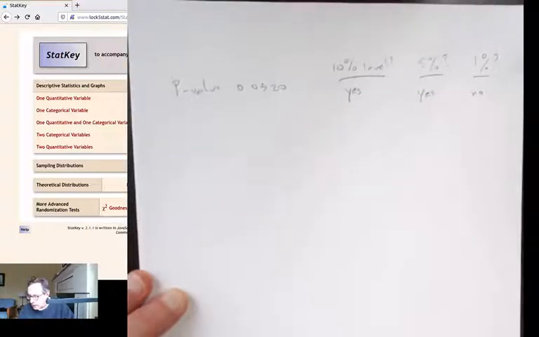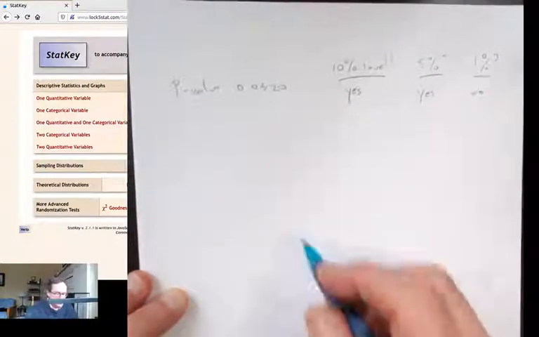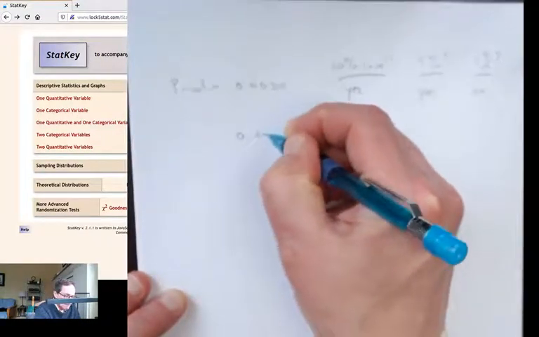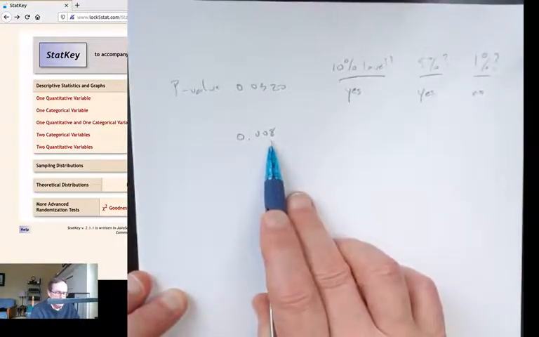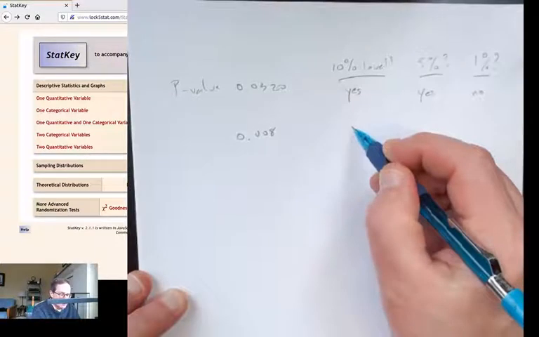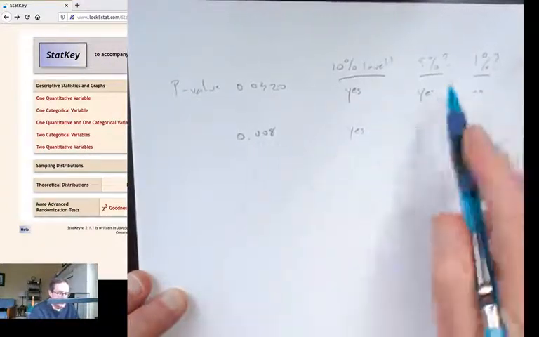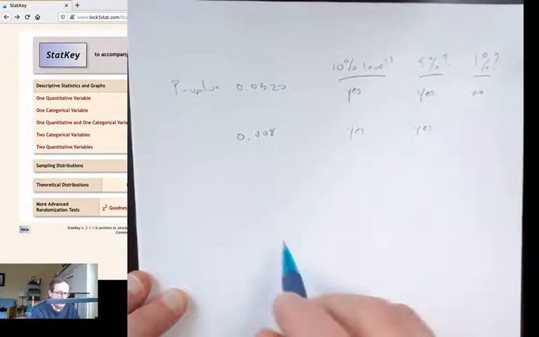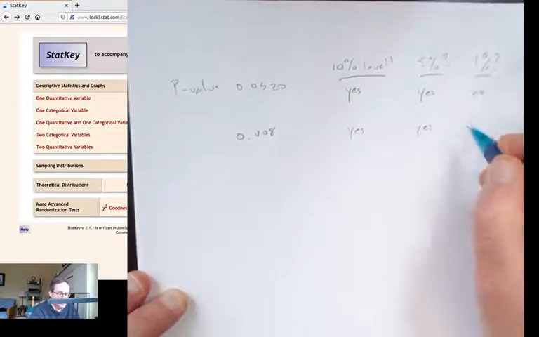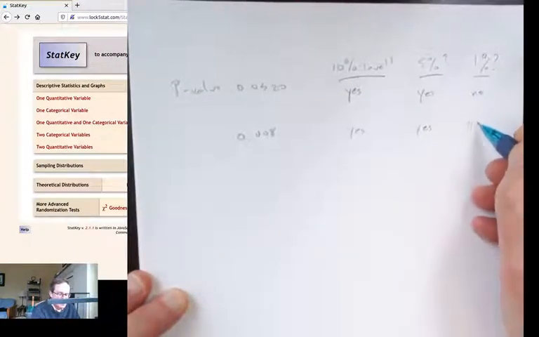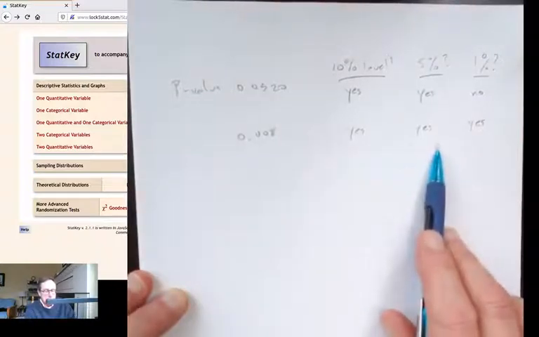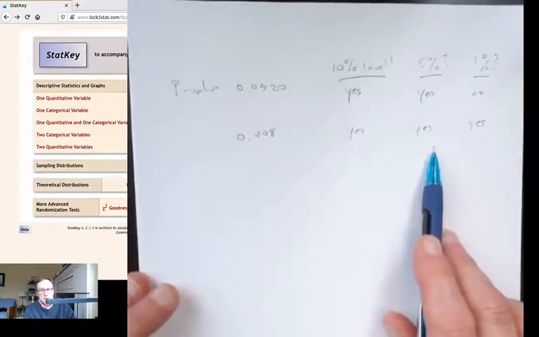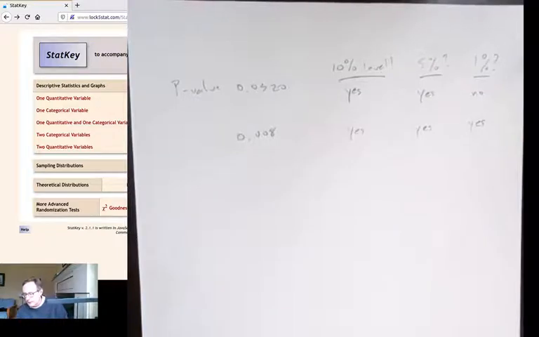The other even numbered one here is 0.008. Now that's not 8%, that's 0.8%. So that's less than 10%, so yes. That's less than 5%, so yes. And it's also less than 1%, only just barely, but just barely is just barely, so yes there also. So in all those cases, we reject H0.